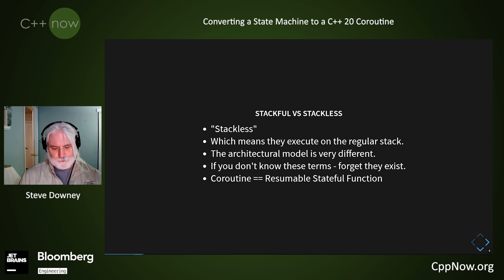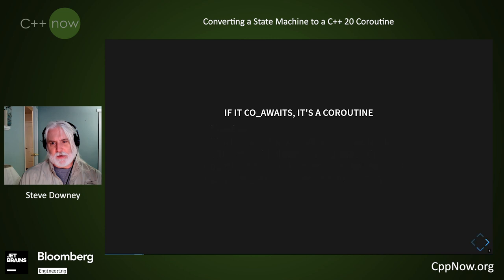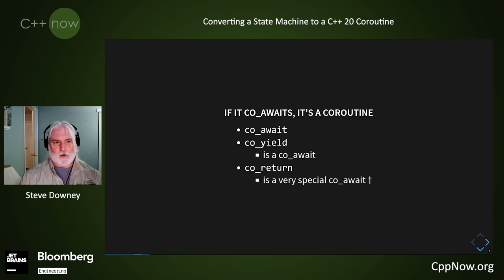Now, what is a coroutine? Anything that has the co-await keyword, or co-yield, which is a co-await with some special machinery around it, or co-return, which is a very special co-await with some notes that we'll get to a little bit later.